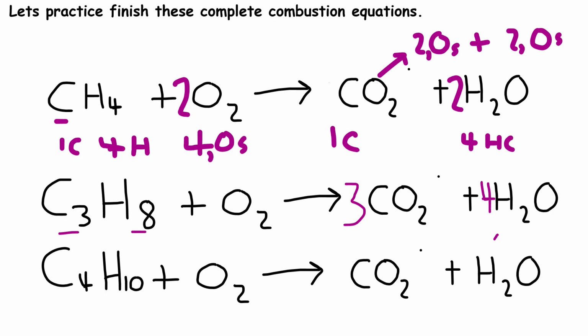Now we check the total amount of oxygen. 3 times O2 is 6, 4 times O is 10. There are 10 oxygens on the right-hand side of the arrow. So I need to get 10 oxygens on the left, and I can do that by putting a 5 there. And with the final one, we've got butane, C4H10, another hydrocarbon. I'm going to need 4 carbon dioxide, 5 water, and 6.5 oxygens.